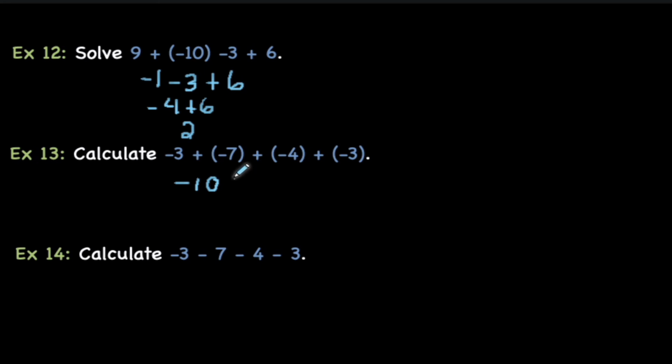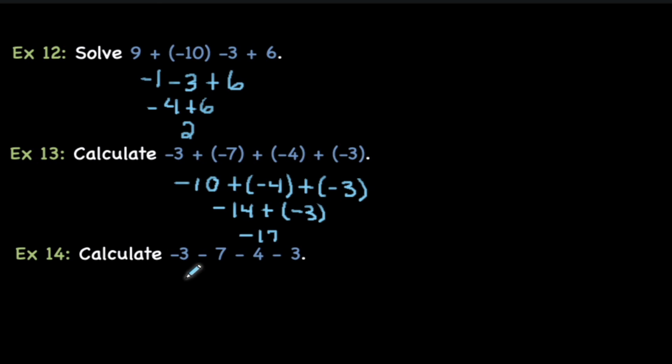Bring everything else down. So plus negative 4 plus negative 3. Okay, so step by step. Negative 10 plus negative 4 is negative 14 plus negative 3. So negative 14 plus negative 3 is equal to negative 17. And so I want you to pay attention here.